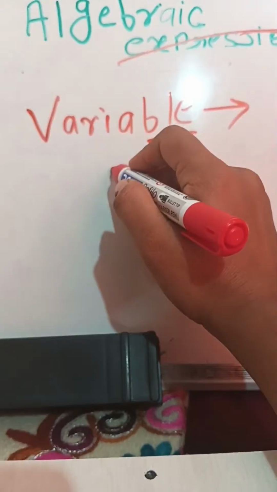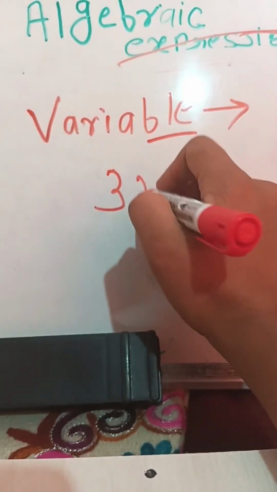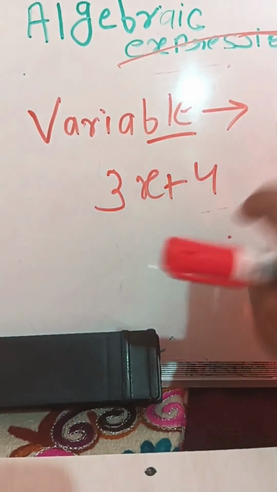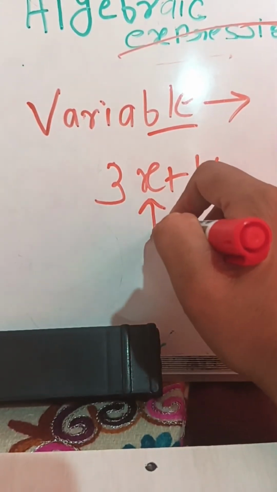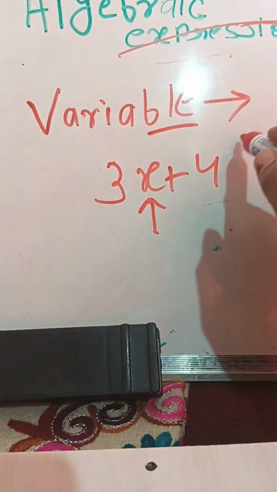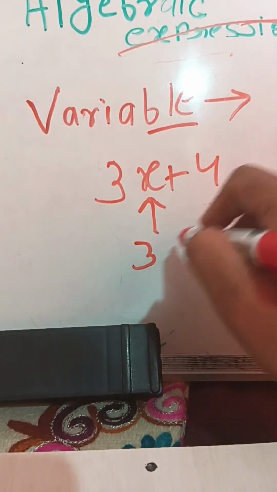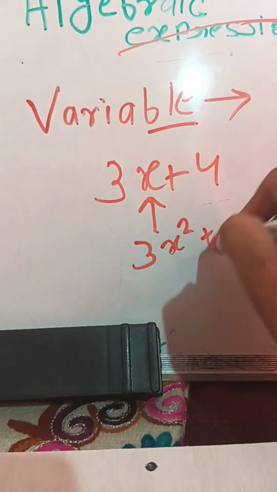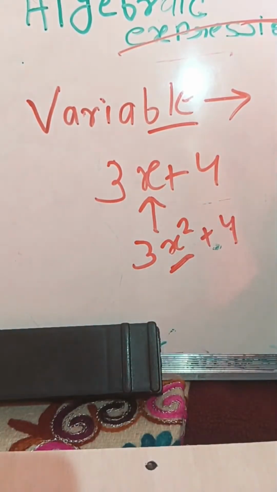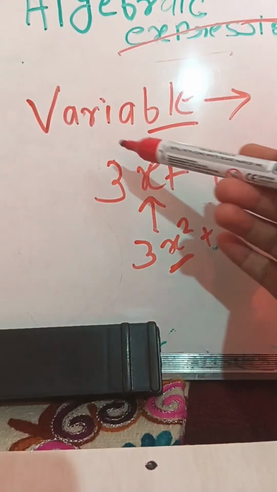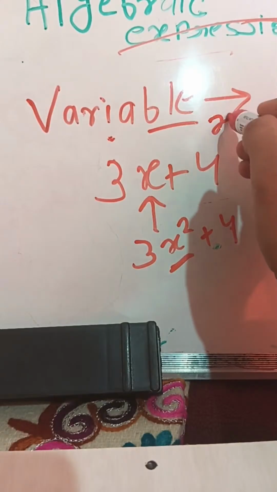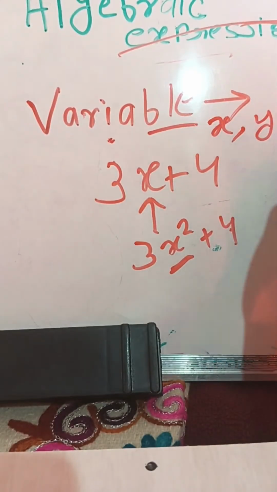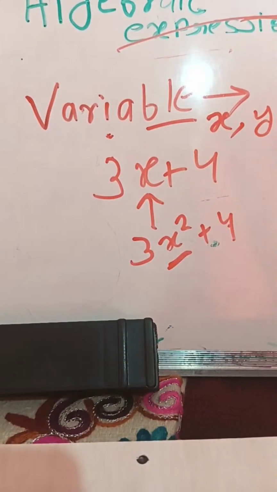Suppose we have an expression 3x plus 4. In this, x has some value. In another expression, x has another value. In every equation the value of x is changed. x value is not fixed. Okay, then variable shows which varies its value. All the variables x, y, z are variables because these values are not fixed. It changes depending on the questions.